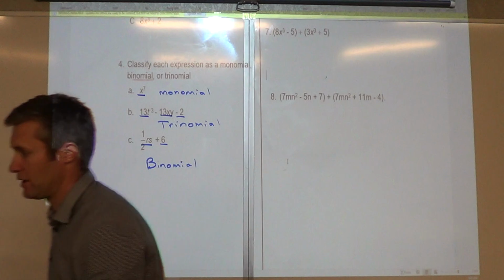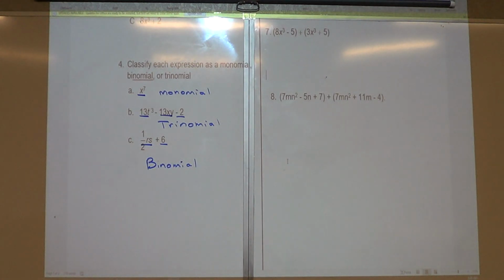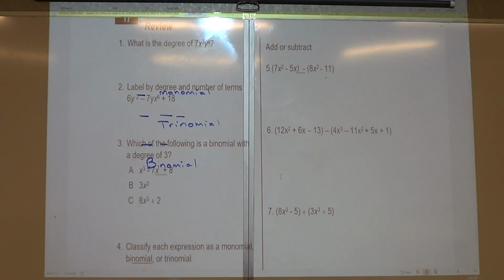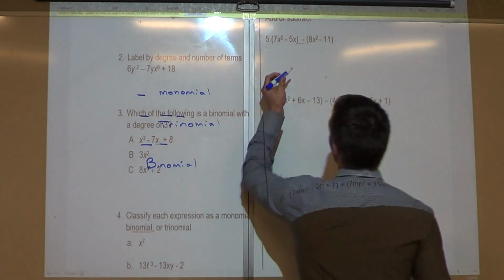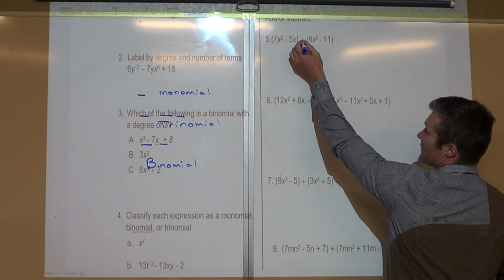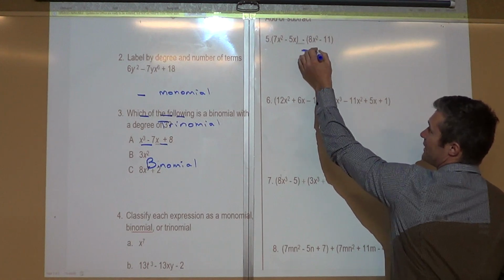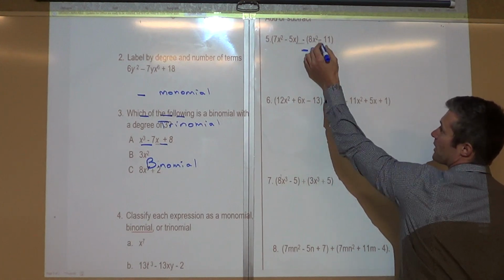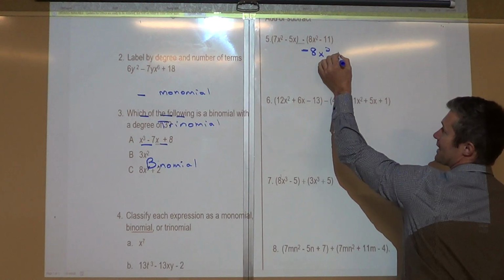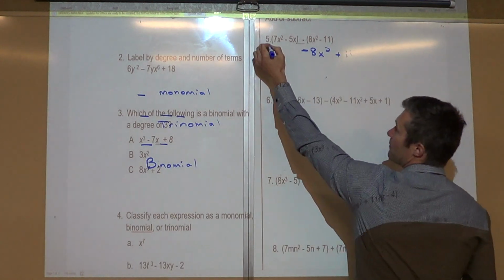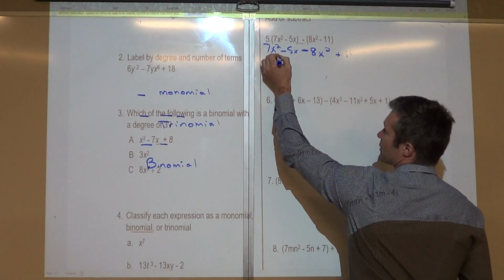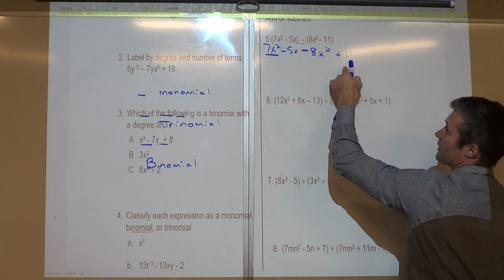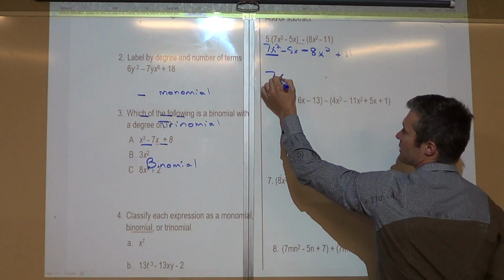Then we're going to go through addition and subtraction. Our first one is subtraction. Just a reminder, I'm going to switch the sign of everything after it. So that 8, that's negative 8x squared. A negative and a negative makes that 11. Then we have 7x squared stays the same, and 5x. So these are my like terms. 7x squared doesn't have anything else, so I put 7x squared.